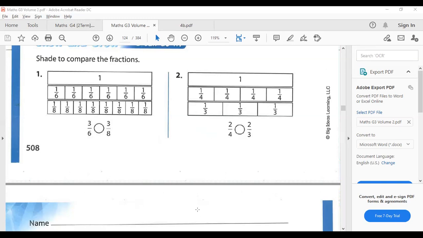Yes, mister. How are you, Omar? Fine, thank you. Omar, 3 over 6 or 3 over 8? 3 over 6. Excellent. Because 6 is less than 8. Because with 3 over 8, 8 parts will be smaller, but if we make 6 parts, it will be bigger. We have the same 3, so here it will be more. Thank you, Omar. Well done.